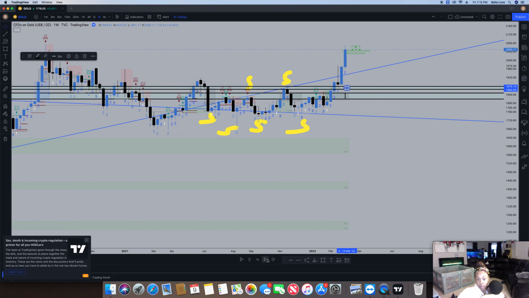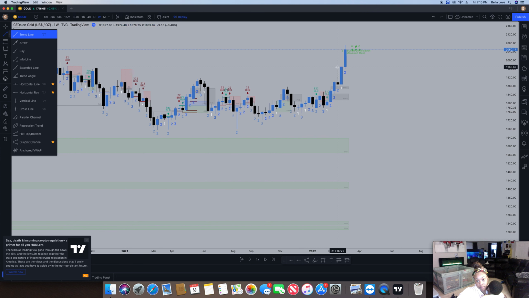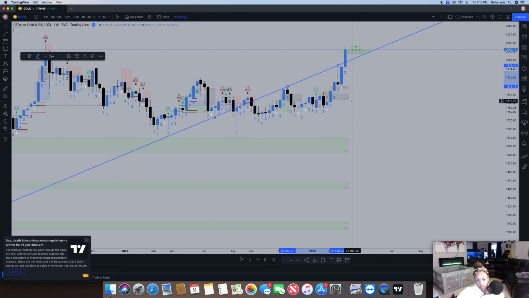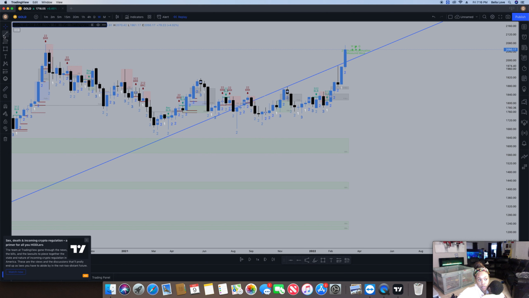So here, it will be time to draw a new broadening formation because this one has broken out of it. So I will clear my chart, remove 10 drawings, and I'm going to draw another broadening formation. From that swing high to that previous swing high. And then I'm going to draw it from a low to another low. So I'll draw it from here. I like it from here.